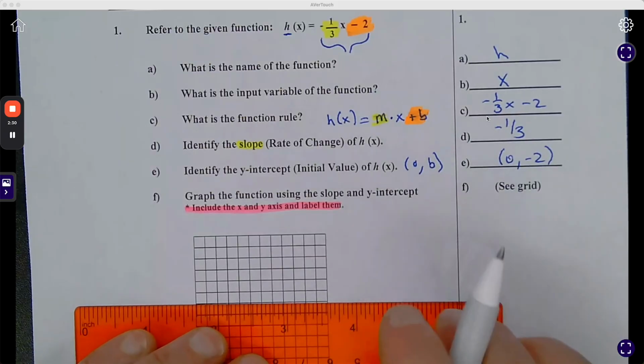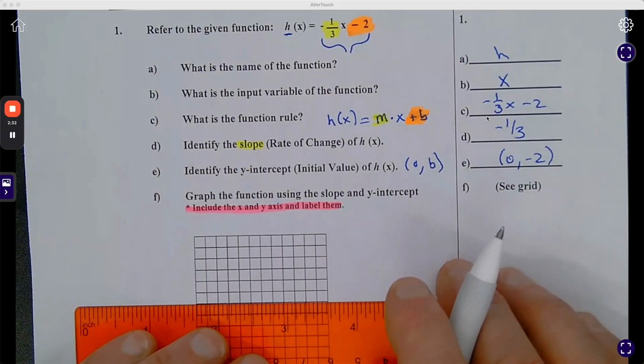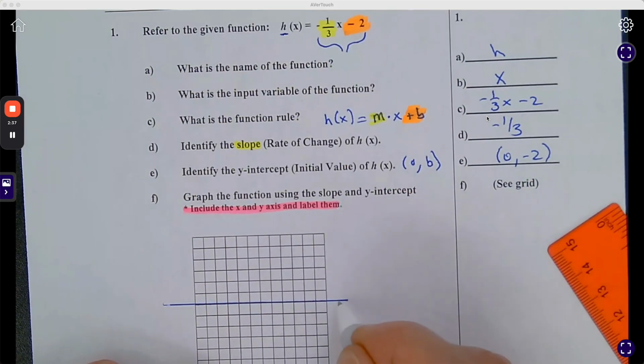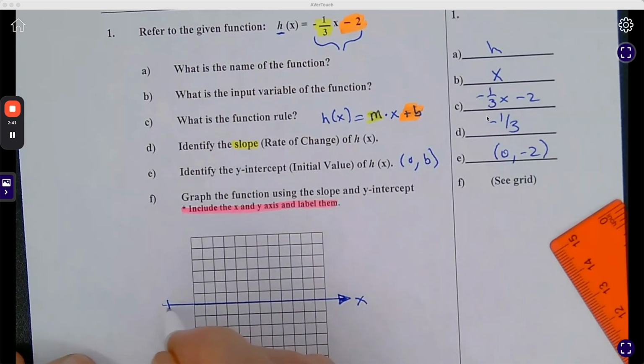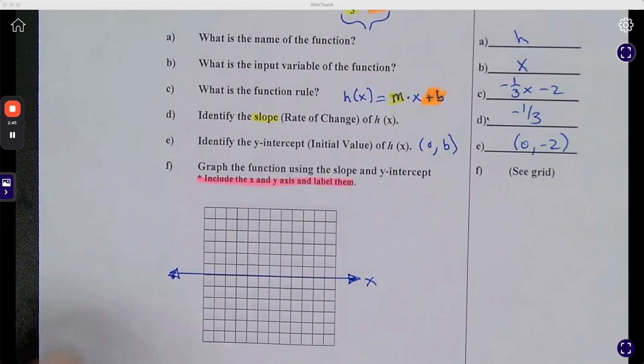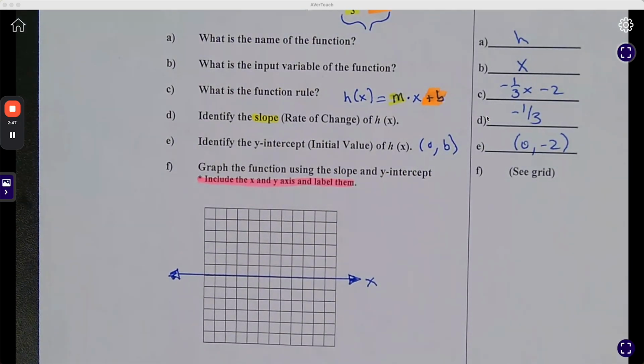Notice I'm using a straight edge. You should too. I'm going to go all the way through the grid. I put arrows on it. Remember, that's just a number line. We call that number line x. It's a horizontal number line. The vertical number line we call y.